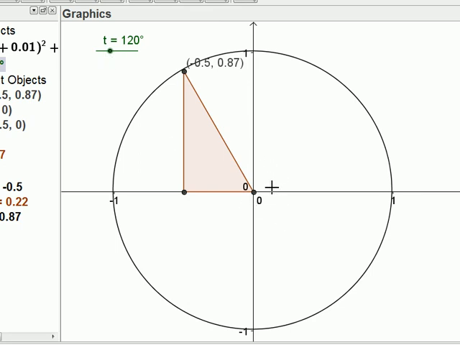Now, what is the 120 from? The 120 is from the positive x-axis all the way to here. You see that? That's the 120. But what's this angle inside of here going to be? If this whole thing is 120, what's this little angle right here going to be?